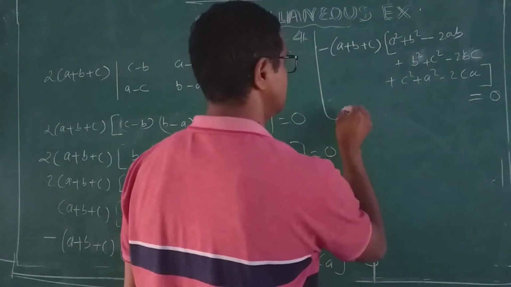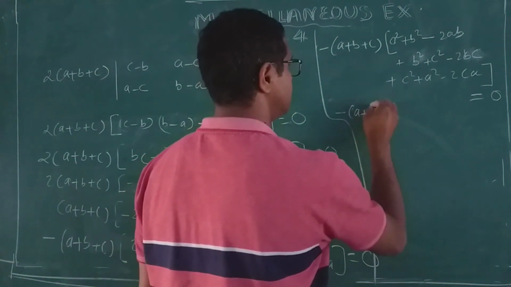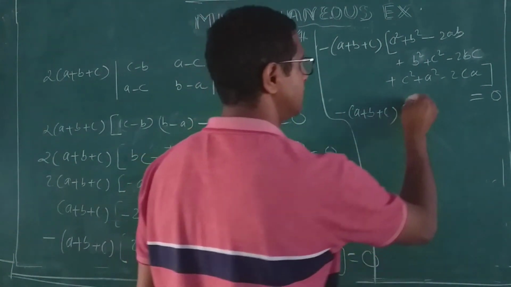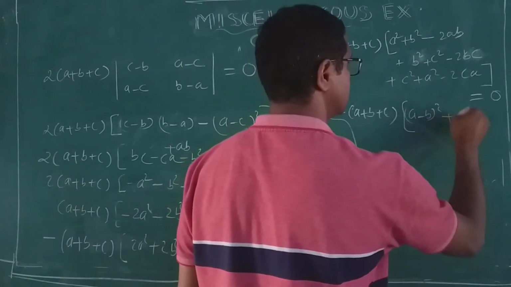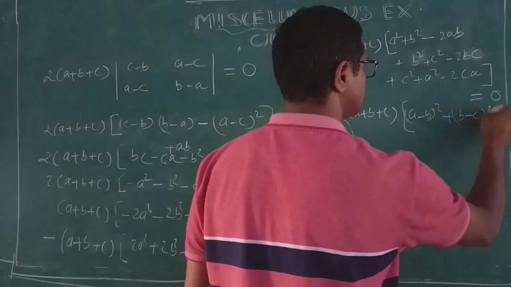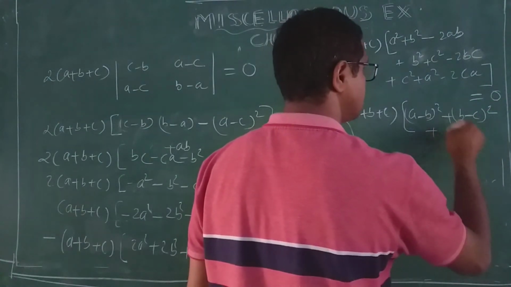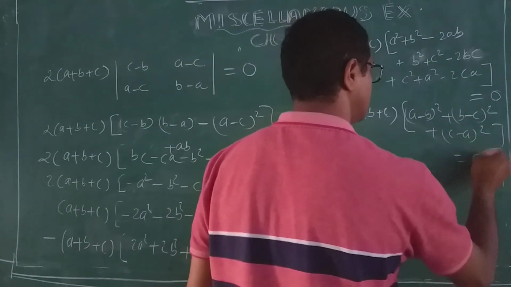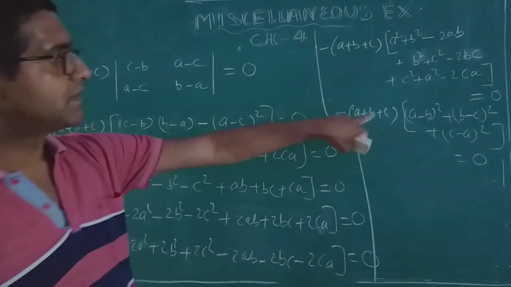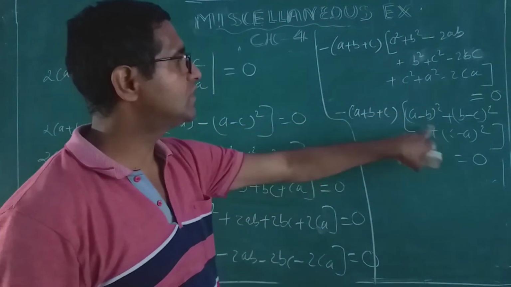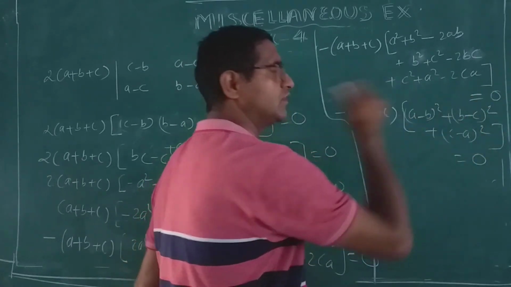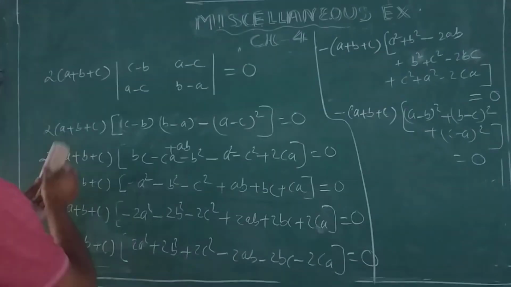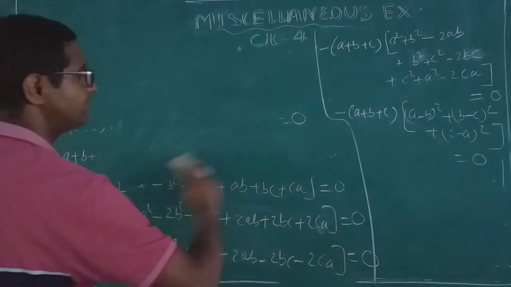Now, minus (A plus B plus C), you may write this: (A minus B) whole square plus (B minus C) whole square plus (C minus A) whole square equal to 0. Since the product of these two terms is 0, therefore this equal to 0 or this equal to 0. So you may write in the next step like that.